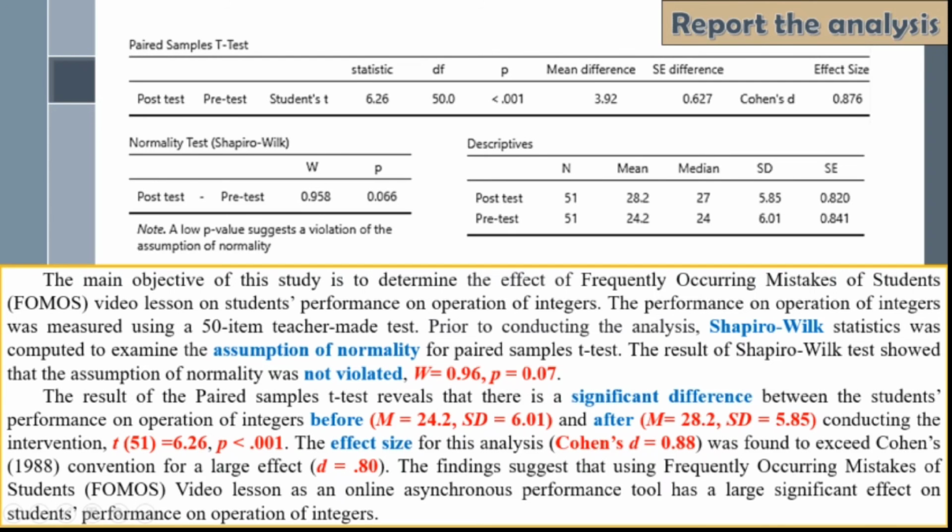The result of the paired samples t-test reveals that there is a significant difference between the students' performance on operation of integers before and after conducting the intervention, represented by the given values. The effect size for this analysis, with a given value of 0.88, was found to exceed Cohen's 1988 convention for a large effect. The findings suggest that using frequently occurring mistakes of students, or FOMO's, video lesson as an online asynchronous performance tool has a large significant effect on students' performance on operation of integers.